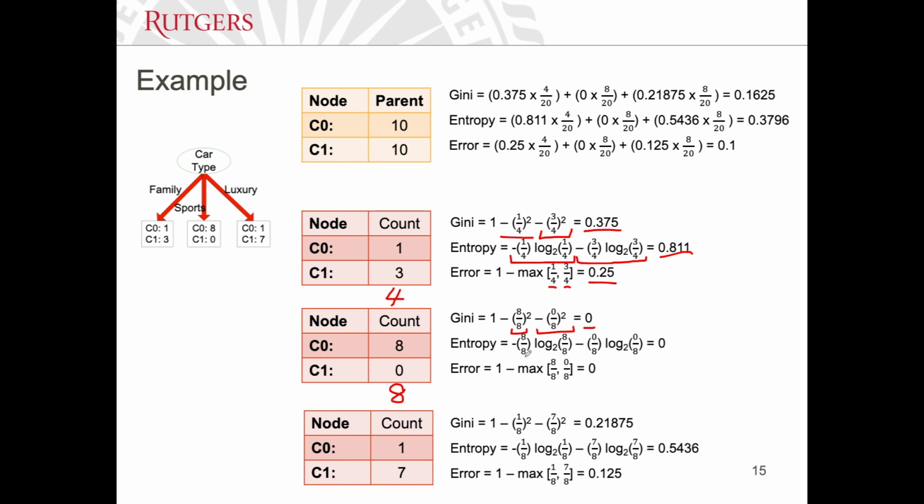Same logic for entropy. This section here is for class 0, and this section here is for class 1. And the same logic applies to the misclassification error. So the logic for this node is the same.